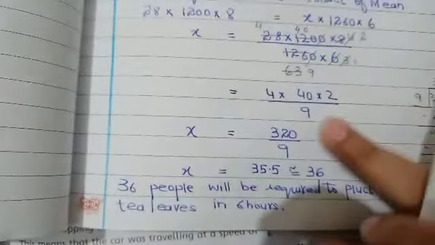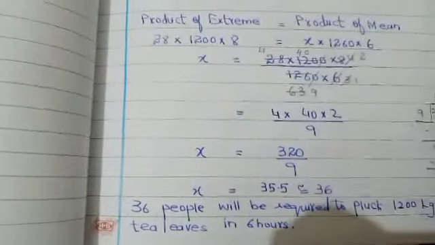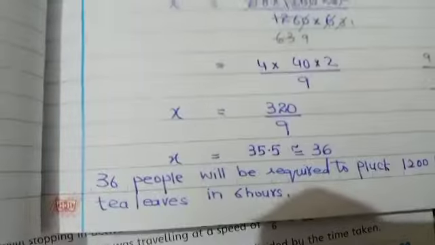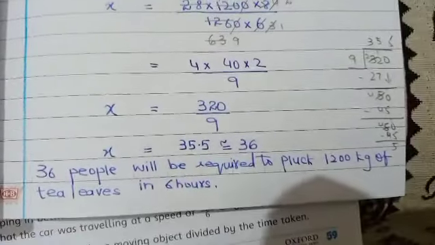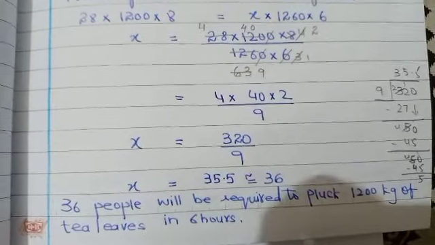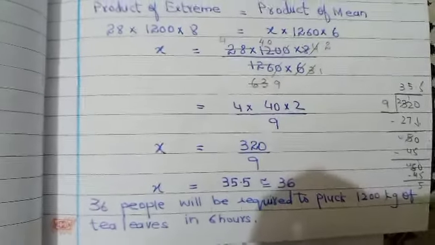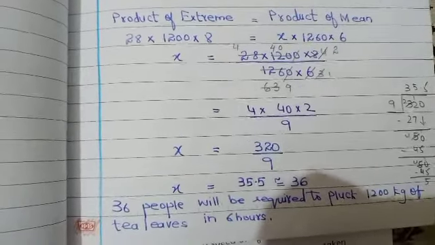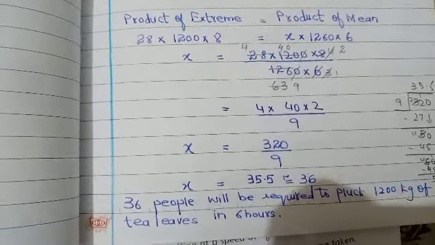You can see the sign which I made. It's like this. So this is the round off sign, and you will write 36 people will be required to pluck 1200 kg of tea leaves in 6 hours. Okay, so this is your answer. I hope this is clear. It's very easy. First you have to compare the two quantities, and then you have to compare the other two quantities and solve it in the same manner.